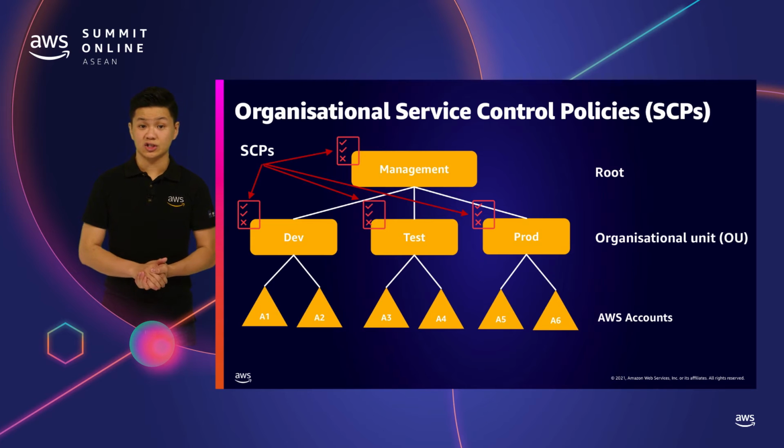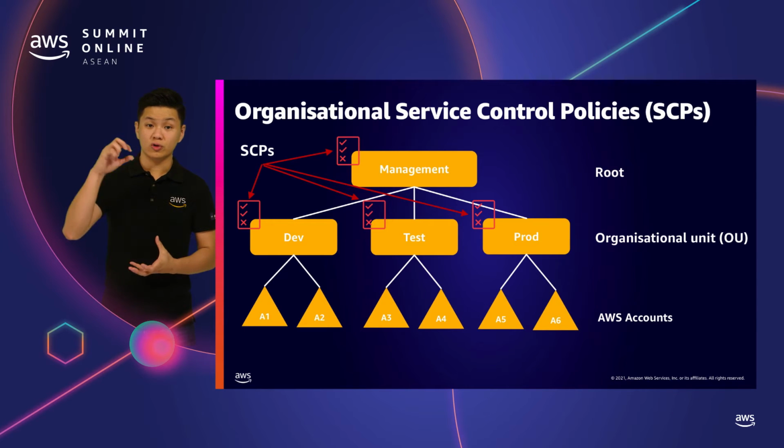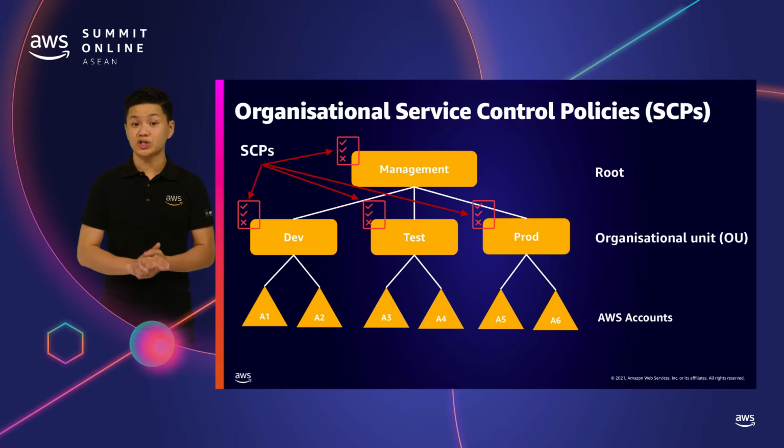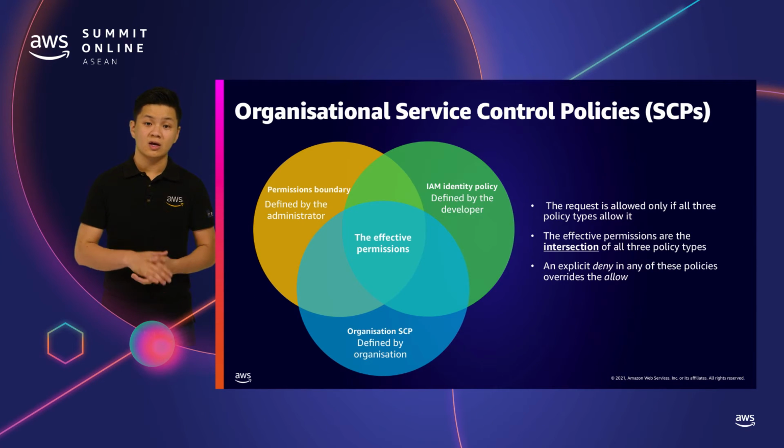SCPs allow you to attach a policy at the OU or root level, and as a guardrail policy, specifies the maximum permissions for member accounts in the OU. In this way, you can restrict which AWS services, resources, and individual API actions the users and roles in each member account can access. If you put these policies together, you will see that the effective permission is the intersection of all three policy types.